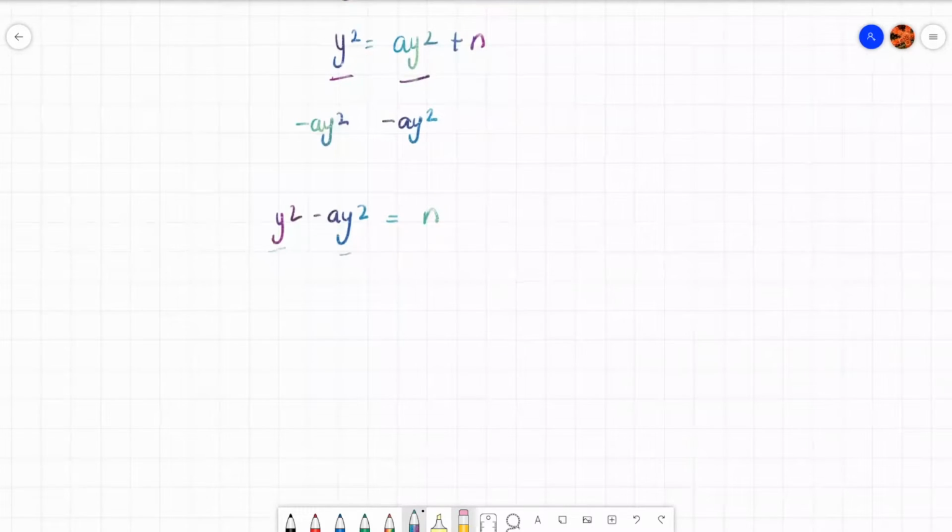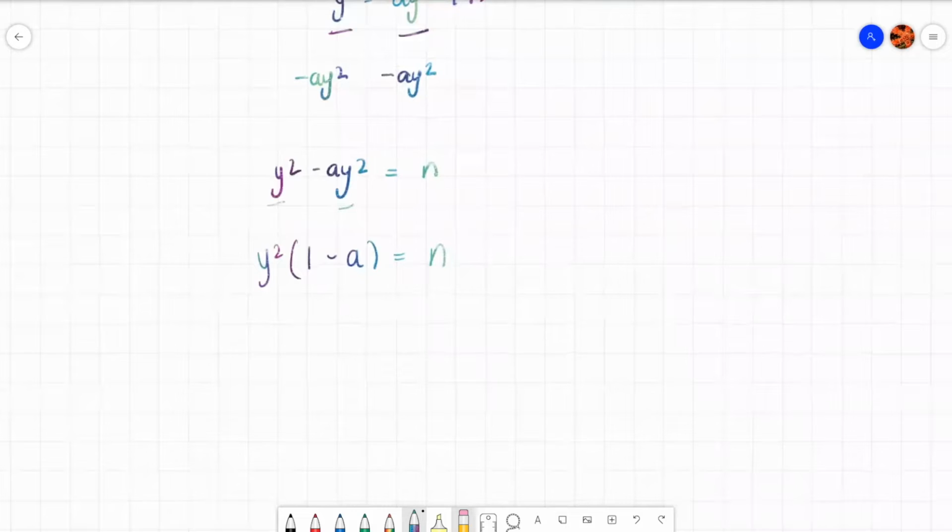Again, I've got y squared here and y squared here. So the only thing I can do is factorize. I can't take them away because that doesn't have an a with it. Okay, they're completely different. That's a y squared and that's an a squared. So take out a y squared and I end up with y squared times 1 minus a equals n.